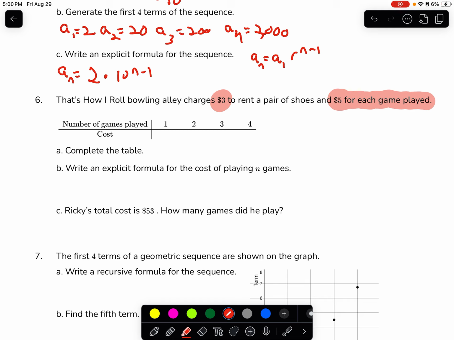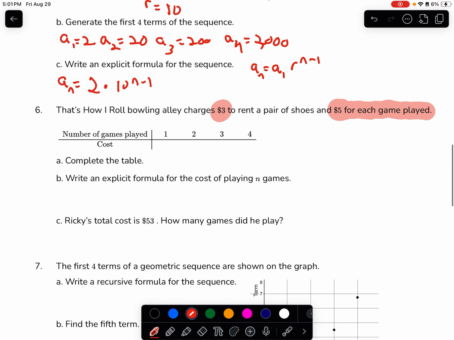So for one game, it would be 3 plus 5, or 8. For 2 games, it would be 3 plus 5 plus 5, which would be 13. For 3, notice you would have 3 plus 5 plus 5 plus 5, which is 18. And then for 4 games, it would be 3 plus 5 four times, $23. Okay. Now, that was A.